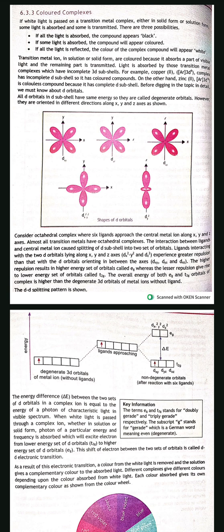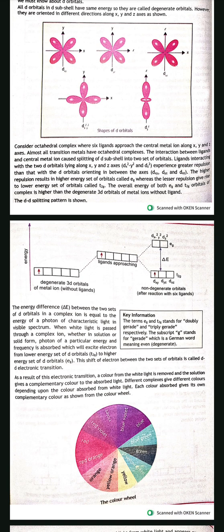So here are three possibilities that are given. If all the light is absorbed, the color that appears will be black. If some light is absorbed, there will be some color that is shown, and if all the light is reflected, that compound will show white color. First of all, we need to see the d orbitals: we have dxy, dyz, dxz, dx2-y2 and dz2. The dx2-y2 and dz2 are basically along the axes, and dxy, dyz and dxz are present between the axes.